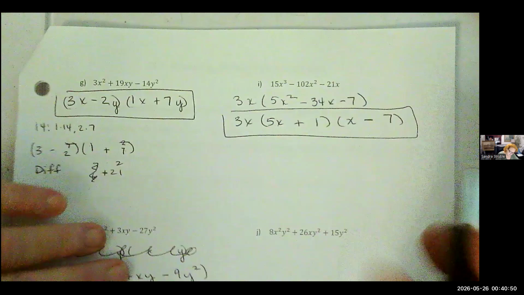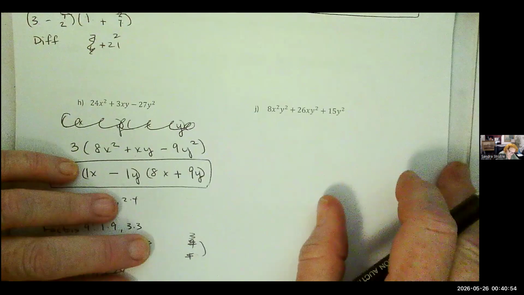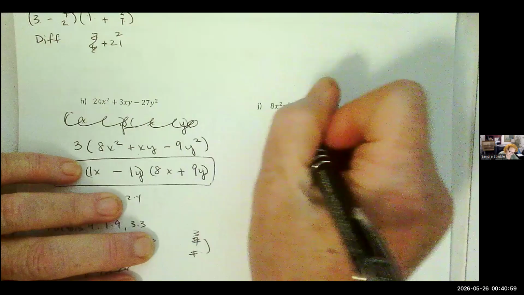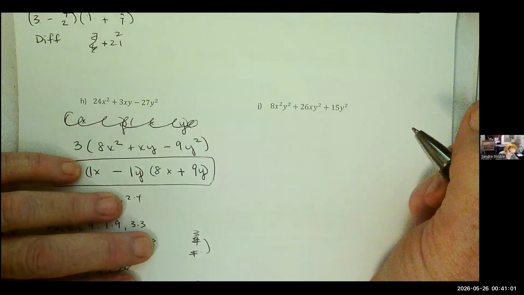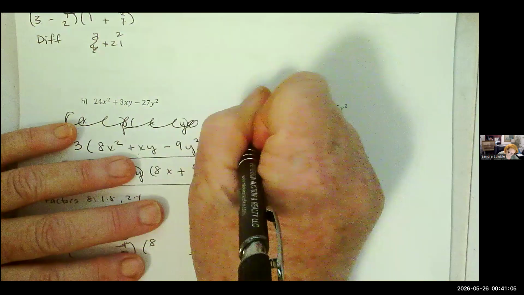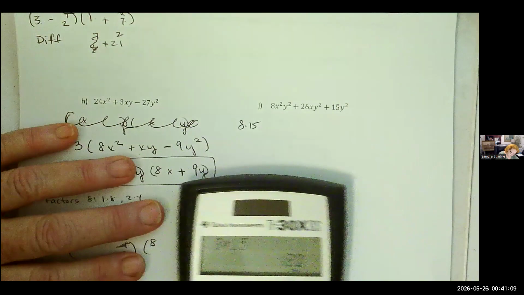All right. This doesn't have a number in common, doesn't have variables in common, so this is just factoring. Since this is all positive, let's do the AC method. 8 times 15 is what? 120. Factors of 120.